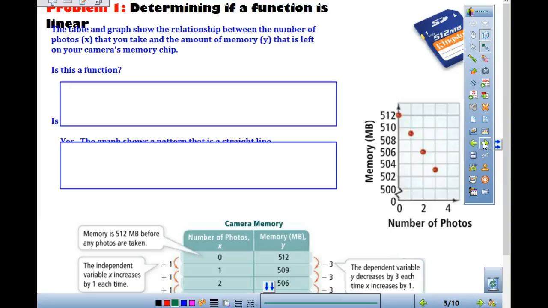So, as you look at this situation, it says, the table and the graph show a relationship between the number of photos you take and the amount of memory left on your camera.